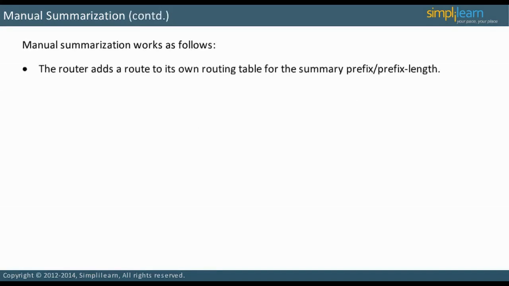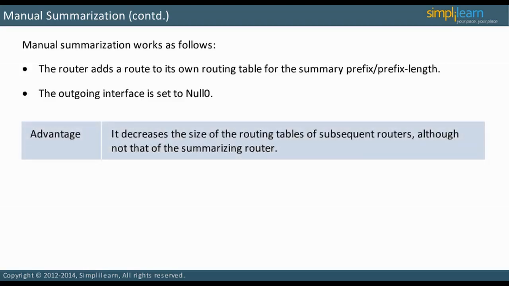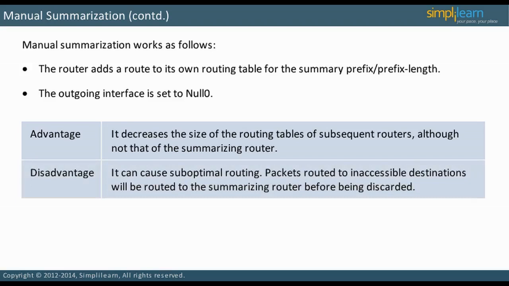Manual summarization works as follows. The summarizing router adds a route to its own routing table for the summary prefix and prefix length. The outgoing interface is set to Null0. This is called a discard route because a packet with a destination with a longest prefix match to a discard route is dropped. The advantage is it decreases the size of the routing tables of subsequent routers, although not that of the summarizing router. The disadvantage is it can cause suboptimal routing. Packets routed to inaccessible destinations will be routed to the summarizing router before being discarded.